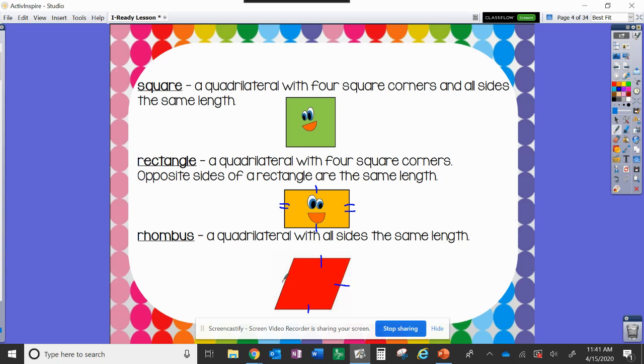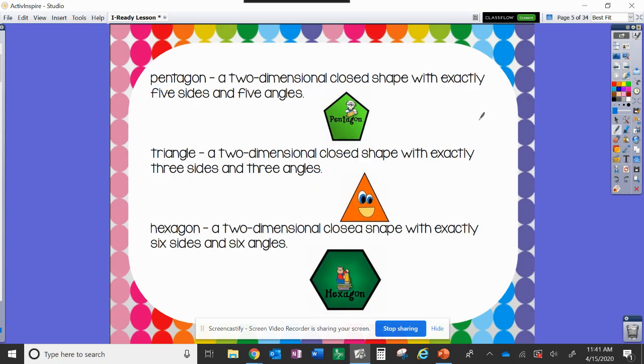So each one has the same length, just like the square. The difference here is that it does not have four square corners like a square does. A pentagon is a closed shape with exactly five sides and five angles. A triangle is a two-dimensional closed shape with exactly three sides and three angles.